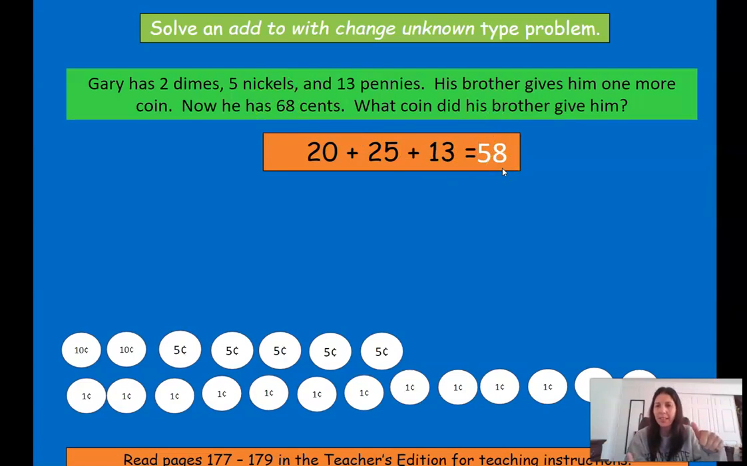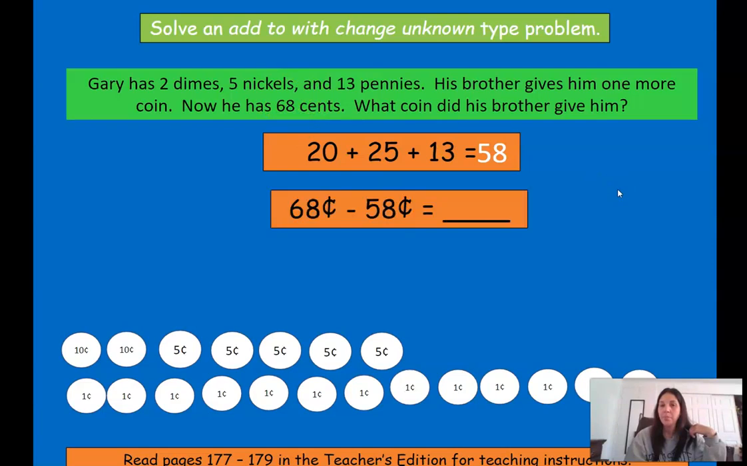58 and 1 more would be 59. So it's not a penny, okay? Or we have a nickel, which is worth 5 cents. Did they go up 5 cents? 58 plus 5 more, does that get us up to 68? No. We have a quarter, which is worth 25 cents. 58 up 25 cents? Nope. So if you can do how I'm doing it and you can count up, that's usually how I like to do these type of problems.